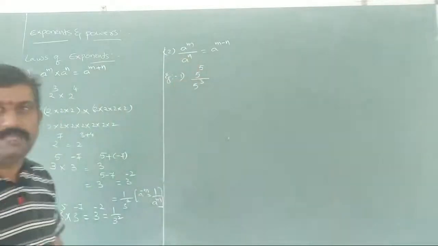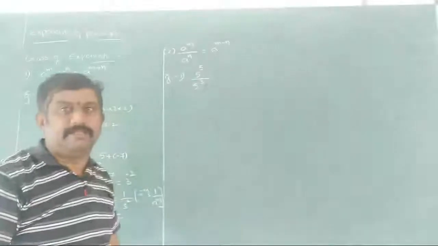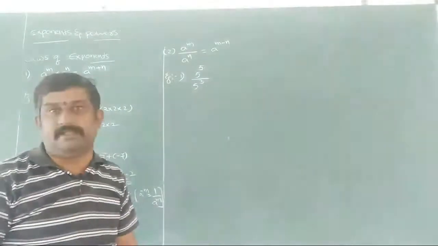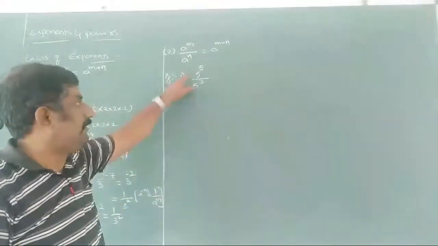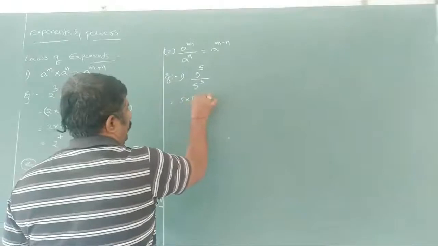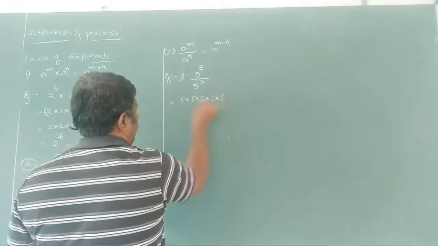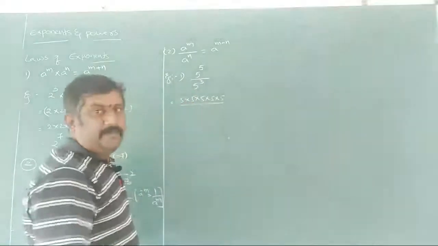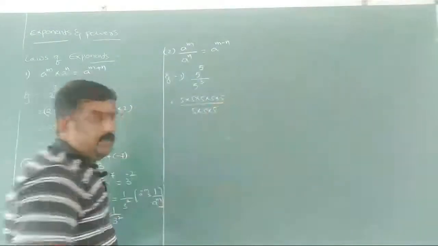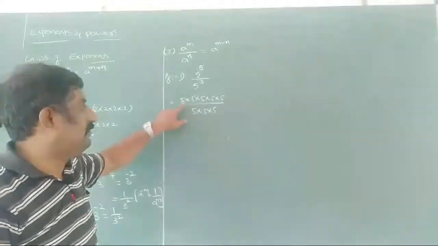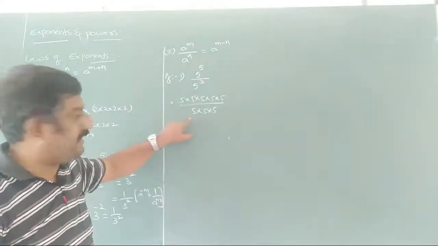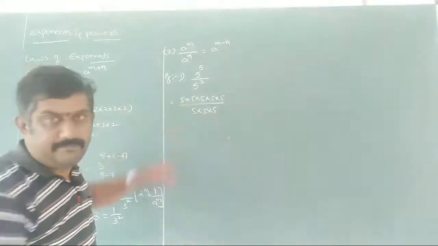5 to the power of 5 by 5 to the power of 3, we are taking here. Now you observe here, 5 to the power of 5 can be written as 5 into 5 into 5 into 5 into 5, divided by 5 to the power of 3, which is 5 into 5 into 5. You observe here, we have 5 times, we have 3 times. So, according to our cancellation rules, can we cancel 3 5s here?